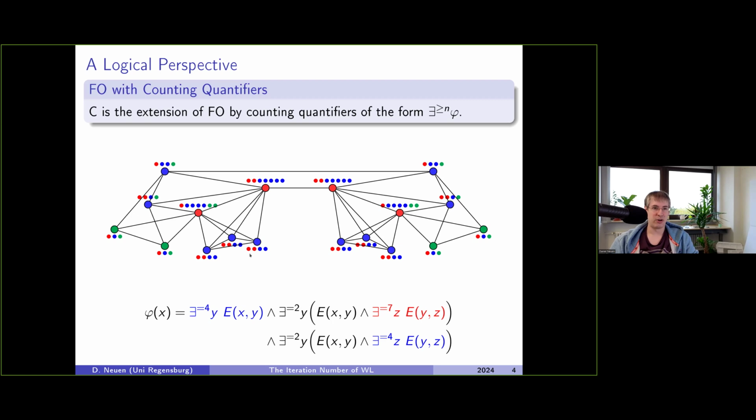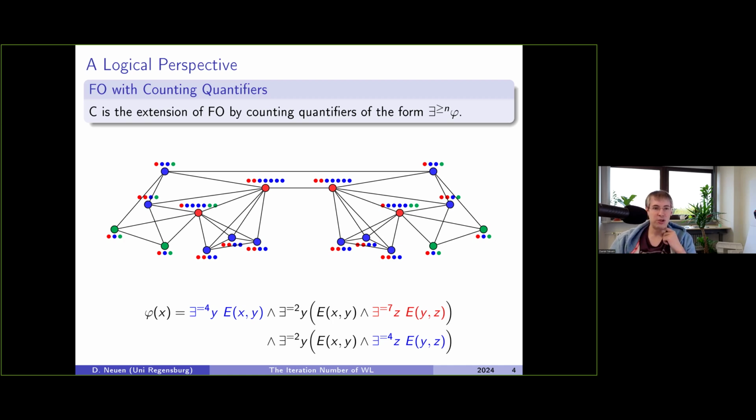So for example, this vertex here, and let's say this vertex here with 2 red, 1 blue, and 1 green neighbors, we distinguish after 2 iterations. And this bottom guy is satisfied by the formula that I've written here, and this guy here is not, because it has this 1 green neighbor of degree 3.